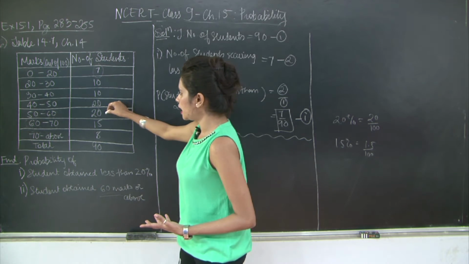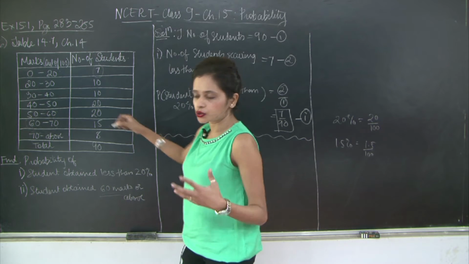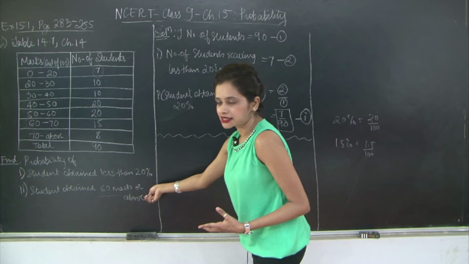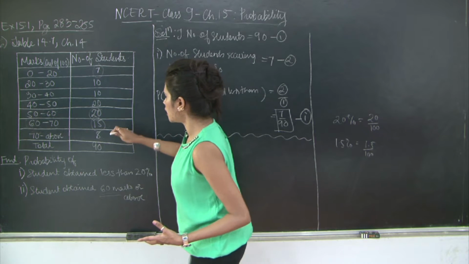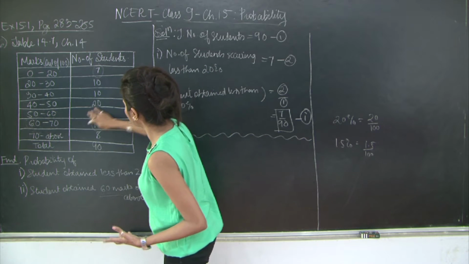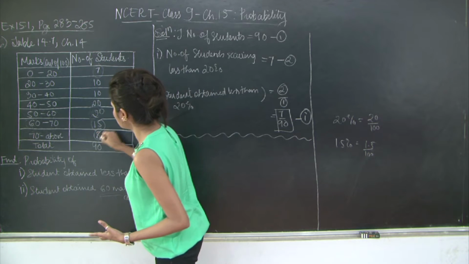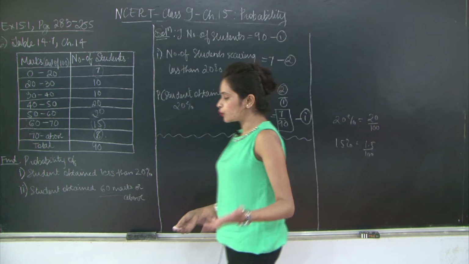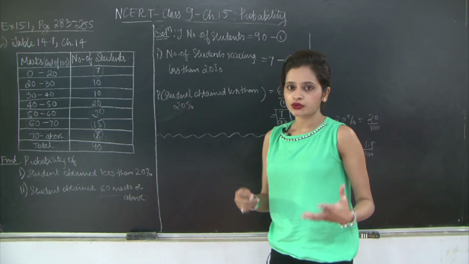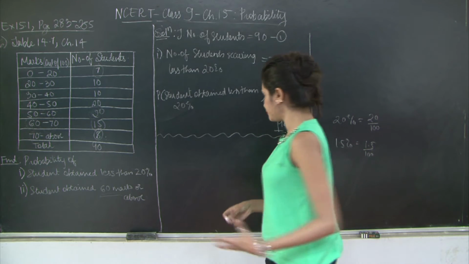So what would this be? 20 and 15. So the total number of students falling under this category is 20 plus 15, I'm sorry, it's not 20 plus 15, it is 15 plus 8. We are going to consider these two categories. So 15 plus 8 would be 23 divided by the total number of students, which is 90.